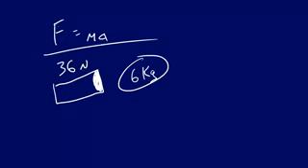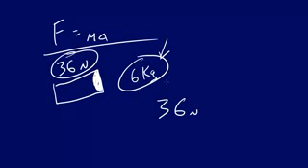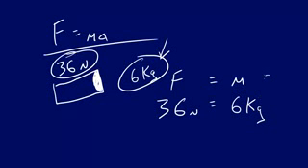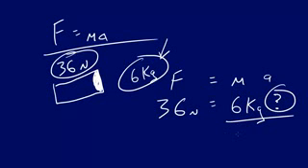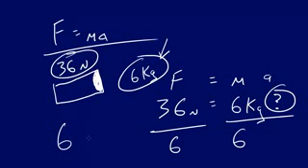Well, we had the formula, force equals mass times acceleration. We had the force, 36 newtons, and the mass of the potato, which was 6 kilograms. So 36 newtons equals 6 kilograms times acceleration, and that's what we were trying to figure out. To get acceleration alone, you divide both sides by 6, and you come up with the answer of 6 meters per second squared.